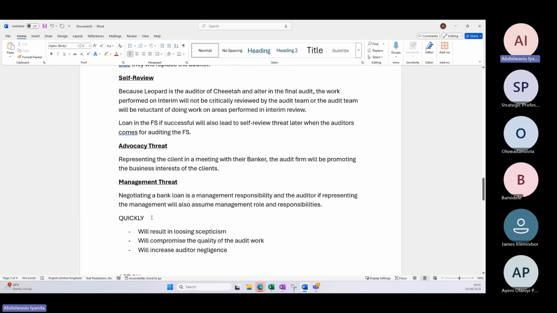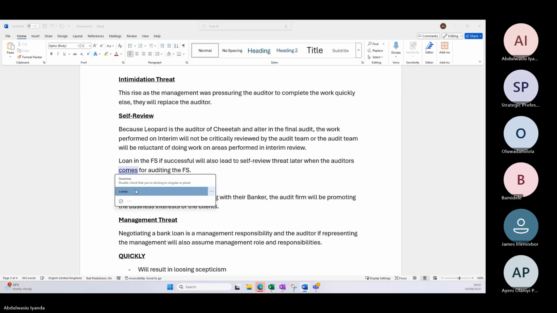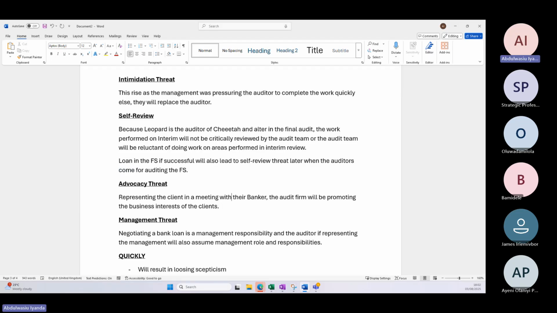So based on this problem now, what do you think is the safeguard? Please try. What do you think? Please try now. Because it's a problem and you have explained the problem, but that's not all. What do you think could be the solution? Someone should please now. Mr. Bamidele, can you think of anyone? Madam Damilola, can you think of anyone? What do you think is the solution that we can do?